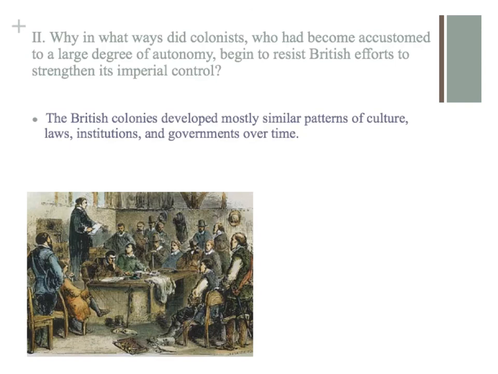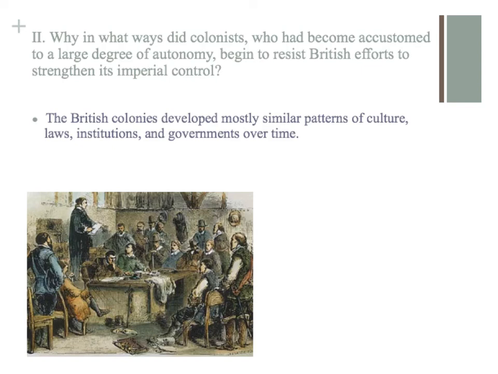Alright, wrapping this up in the next couple slides: why and in what ways did colonists who had become accustomed to a large degree of autonomy begin to resist British efforts to strengthen its imperial control? Going back to it again, you start to see the beginnings of, I guess you could call it discontentment, a little bit getting riled up against the British during this time period that fully blooms during the American Revolution.